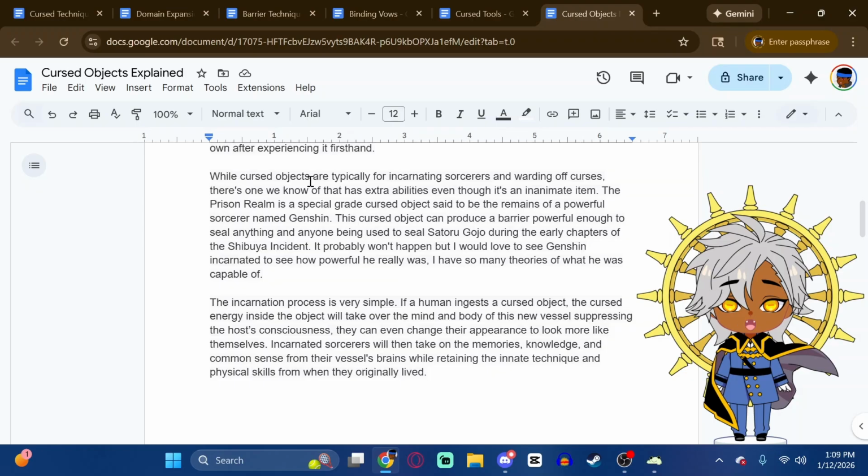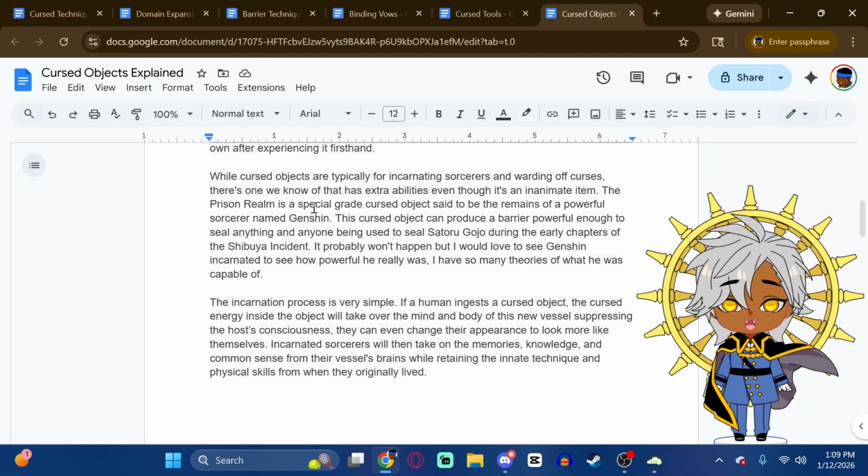So, while cursed objects are typically for incarnating sorcerers or warding off curses, there's one we know that has an extra ability with its inanimate item, and that is the prison realm. The prison realm is a wait, what?